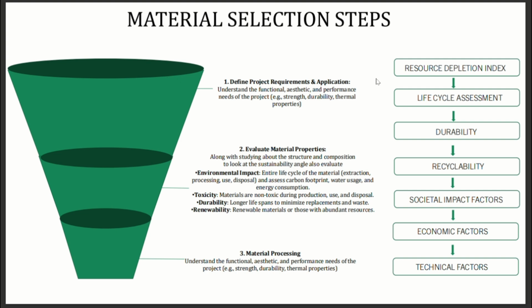On the right of the screen, you can see the different indexes or things we can keep in mind while selecting materials so that we can achieve sustainability. One is the resource depletion index. Then we have the life cycle assessment, in which we evaluate each and every point in the life cycle. We have durability, recyclability, social impact factors, economic impact factors, and technical impact factors. So when we look at all of these factors, on the whole, we'll be able to select a material that's eventually sustainable.